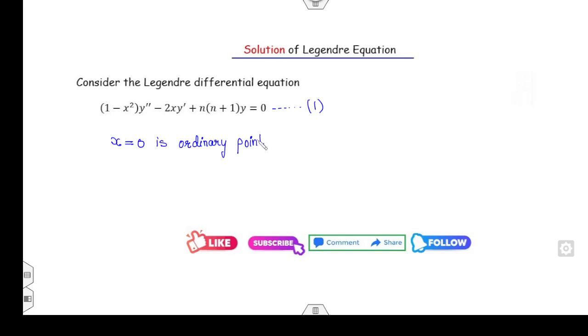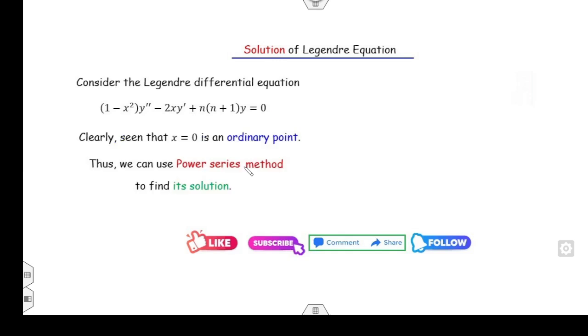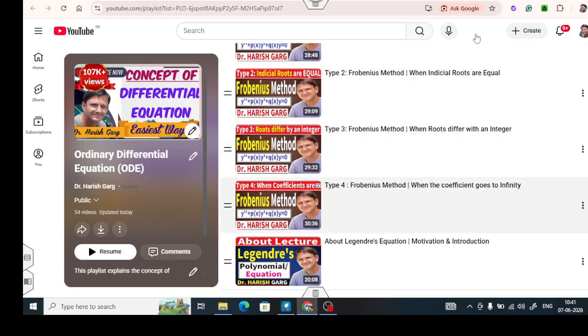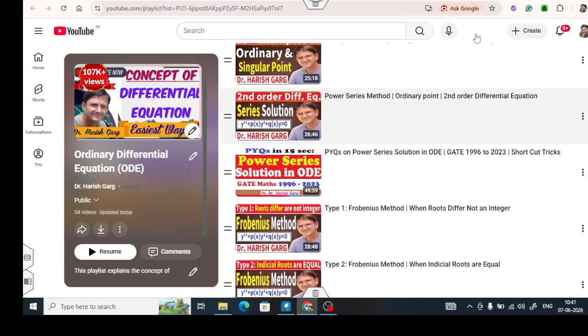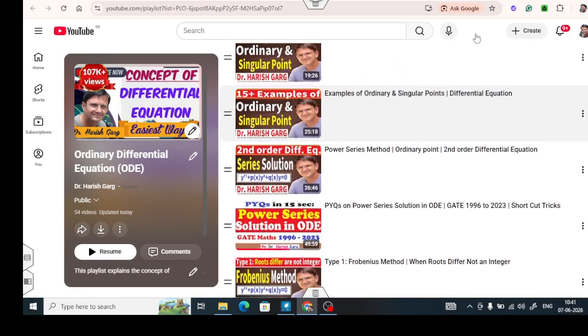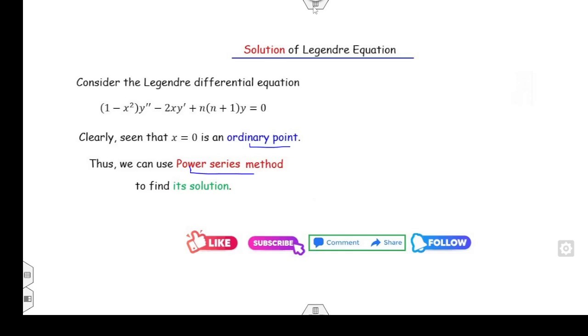And whenever we get an ordinary point, which method will be applicable to find the series solution? We can use the power series method for finding its solution. For more details about the power series method and ordinary point, you can again watch my same playlist, and you can see the Frobenius method, questions of the power series, examples of the ordinary point and the power series method.